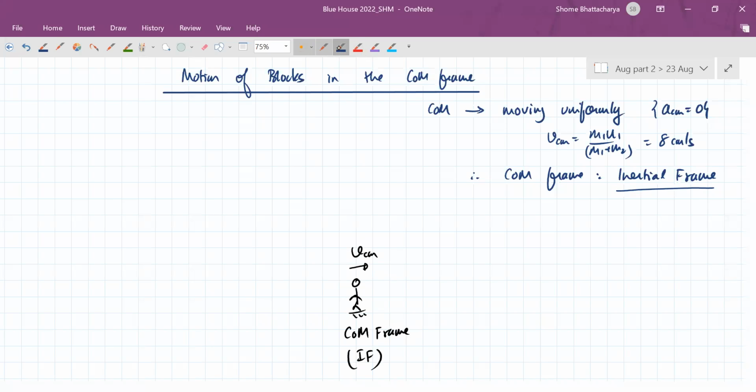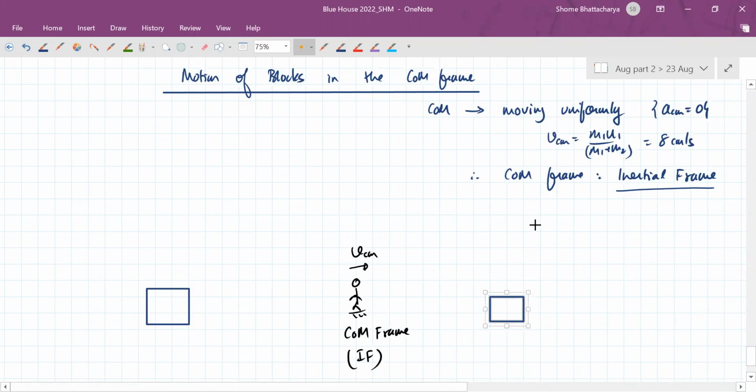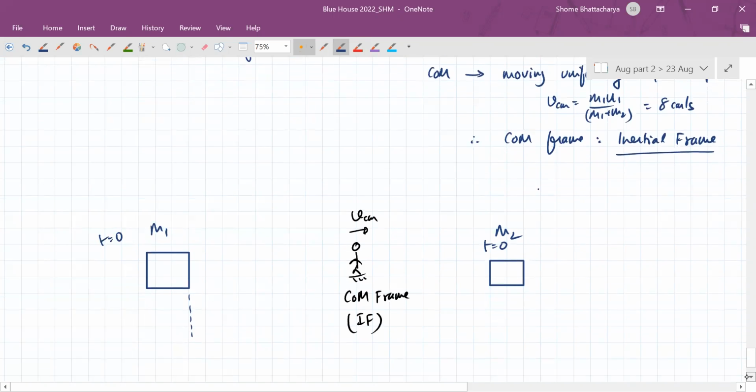So in this frame, suppose at t equal to 0, the blocks were here and here. One block was here. One block was here. M1 and M2, they were here at t equal to 0. And this whole distance is the natural length of the spring.